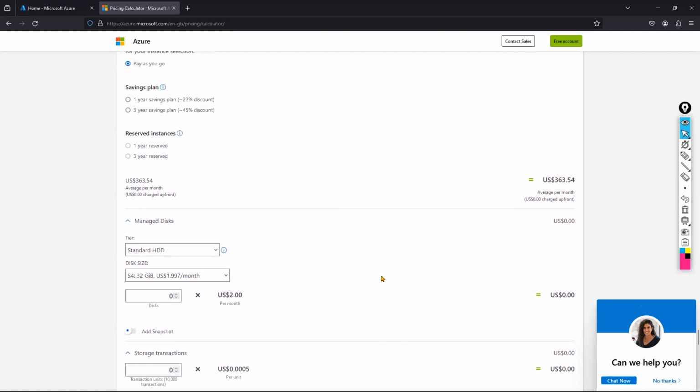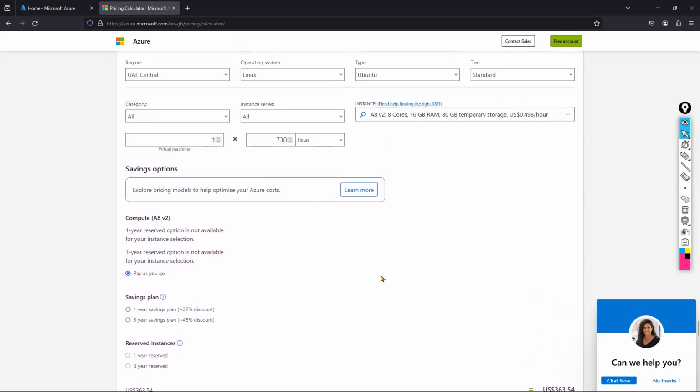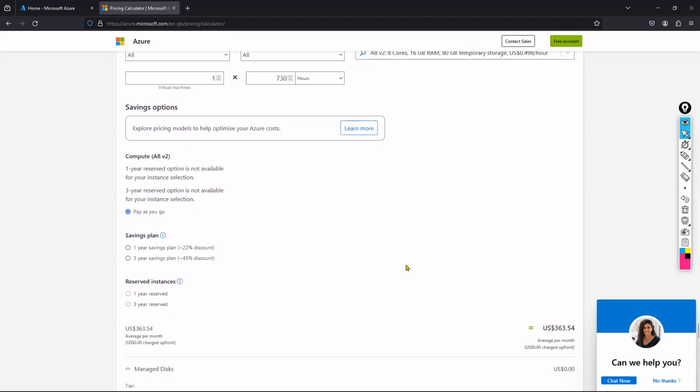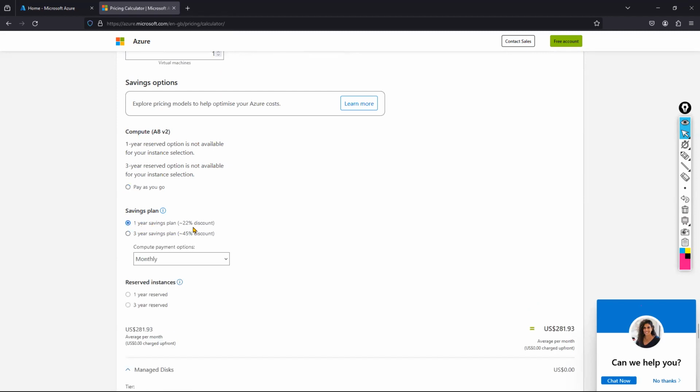Okay, so coming to now how we can reduce the cost. What are the different factors we can use to reduce the cost in any project? One thing you can see right away here: Microsoft is providing two types of plan, saving plan and reserved instance. Based on that, the cost is going to vary. If I select a saving plan, I get a 22% discount, and with a 3-year reserved instance I get a 45% discount.